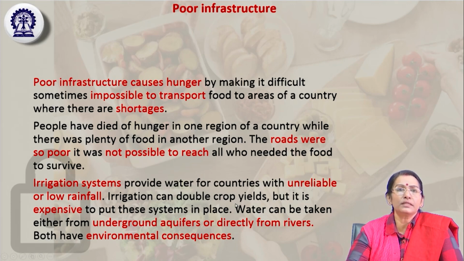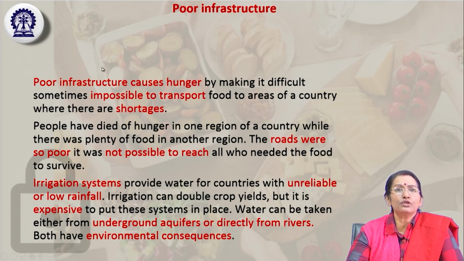Therefore, water and irrigation facility is a major infrastructure that has to be taken either from underground wells and aquifers, etc., or directly from the river. There should be a permanent arrangement of irrigation facilities by connecting to deep wells, aquifers, or rivers. But again, both these things have environmental consequences also.